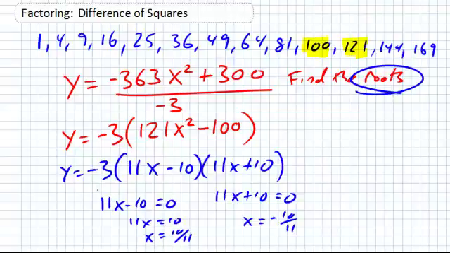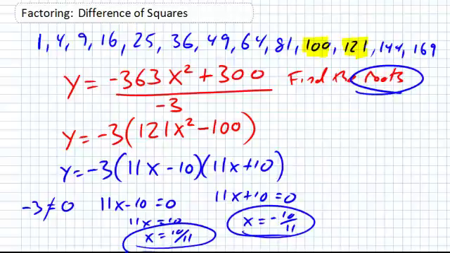What about the negative 3? I can say negative 3 equals 0, but that's not true, so that's not a root at all. So my two solutions are x equals 10 elevenths and x equals negative 10 elevenths. And that's all there is to it.